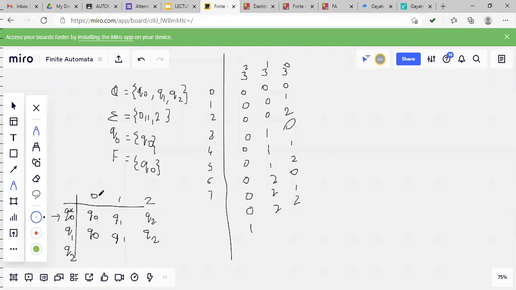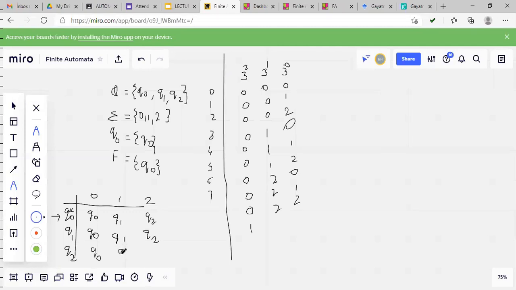So coming to this, 20. What is 20? 20 is 6. Very good. Yes, you are understanding it. 6 when divided by 3, it is Q0. Yes, very good. 21.